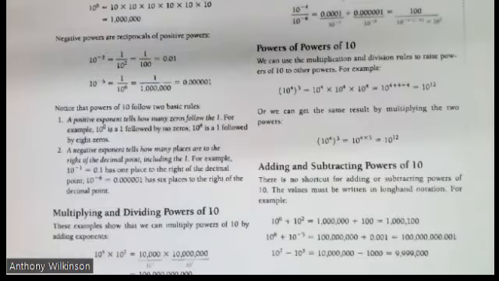And then number 2, a negative exponent tells how many places are to the right of the decimal point, including the 1. For example, 10 to the negative 1 will be 0.1. It only has 1 place to the right of the decimal point. 10 to the negative 6 has 6 places to the right of the decimal point. So we write that as 0.000001.